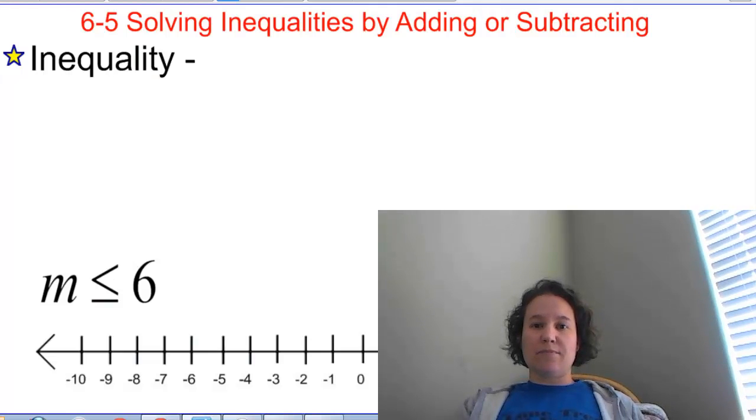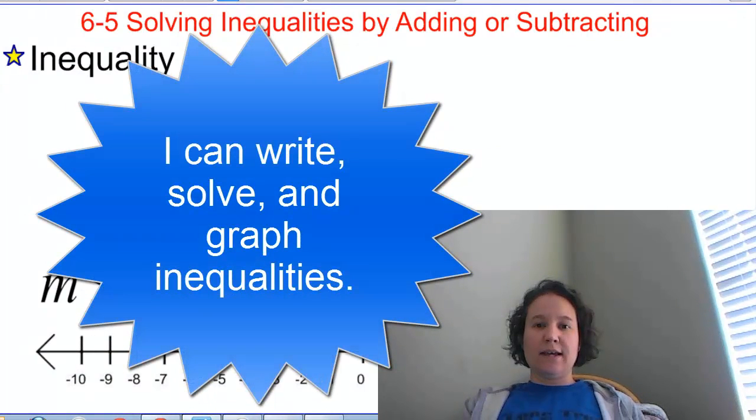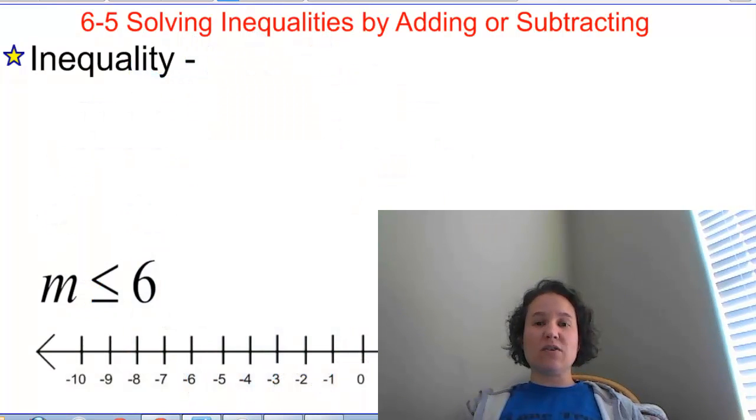Everyone, today's video is about solving inequalities by adding or subtracting, and this goes with the learning goal I can write, solve, and graph inequalities. This is very similar to solving equations. We just have a few definitions and a couple details we need to go through.